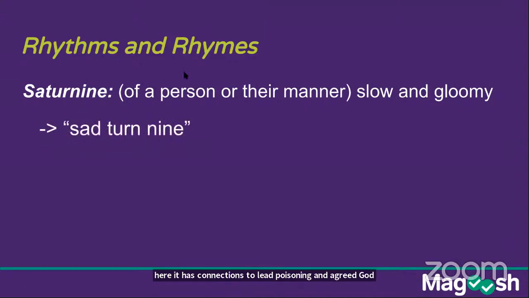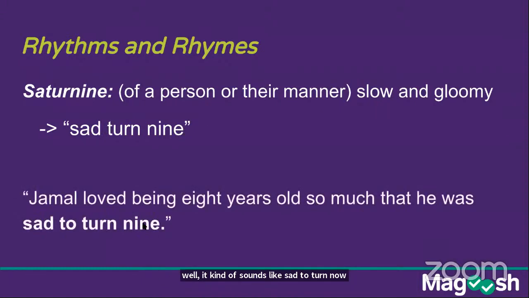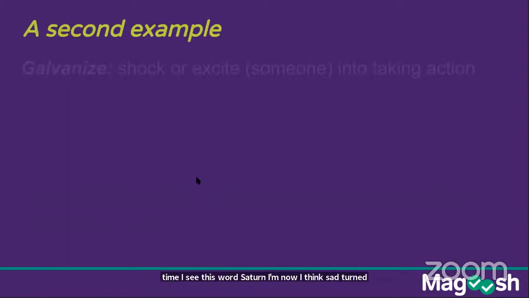But this rhythm and rhyme technique is sort of like, well, what does the word sound like? Saturnine. Well, it kind of sounds like sad to turn 9, maybe? And so maybe my little silly example is, Jamal loved being 8 years old so much that he was sad to turn 9. Cool. Again, it's really silly, but every time I see this word saturnine now, I think sad turn 9. I think of this example, and that makes it memorable for me.